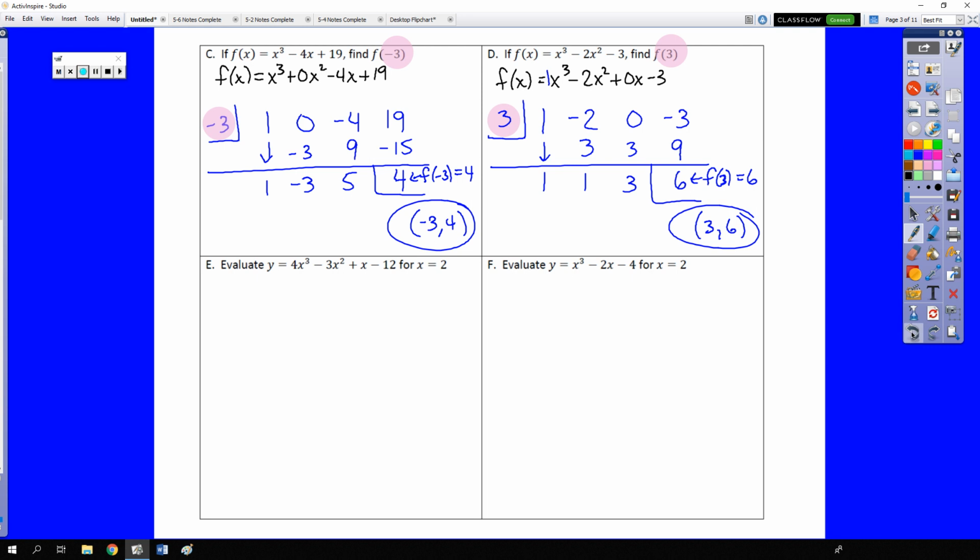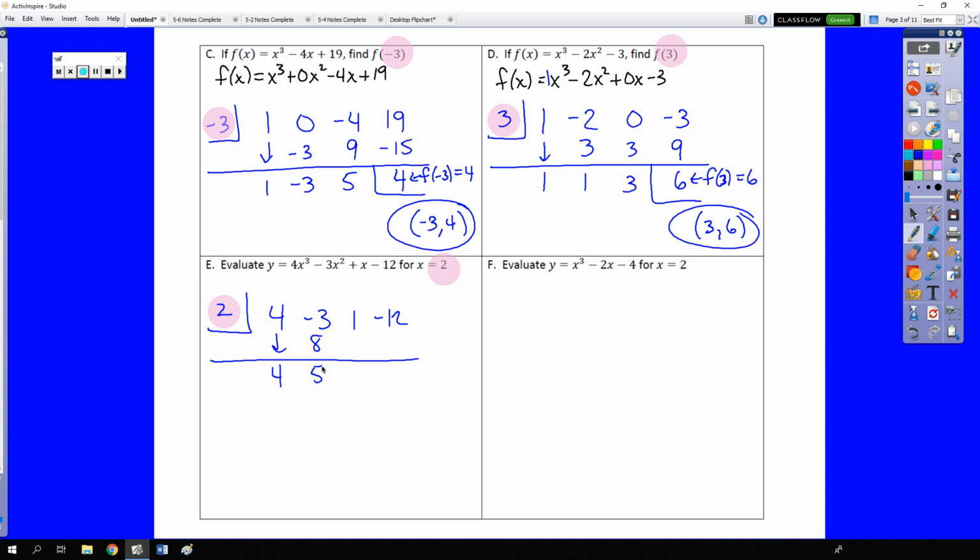So we're going to put 2 in our box, because that's the number that is x equals 2, so that number goes into the box. Outside the box go your coefficients: 4, -3, 1, -12. Bring that 4 straight down. 2 times 4 is 8.